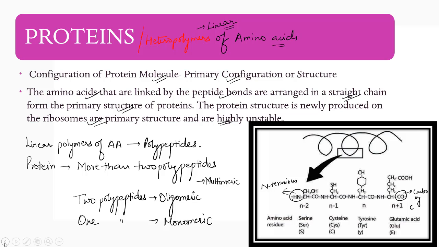The distance between two adjacent peptide bonds is about 0.35 nanometers.